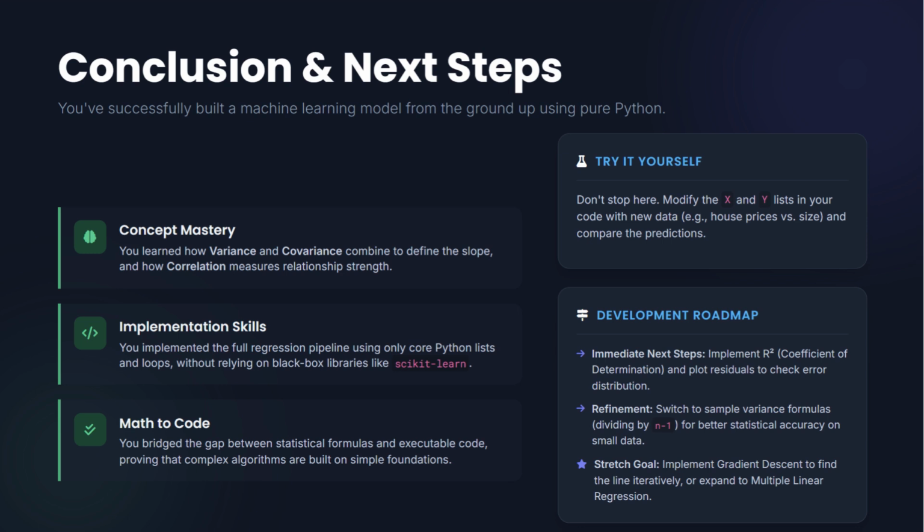Development roadmap for you. Immediate next: add R² score and plot residuals to check errors. Refinement: change to sample variance, divide by n minus 1, for more accurate statistics. Stretch goal: implement gradient descent to find the line automatically, or build multiple linear regression with more than one input.